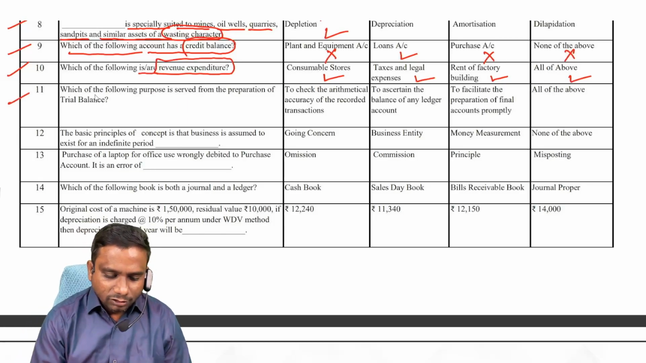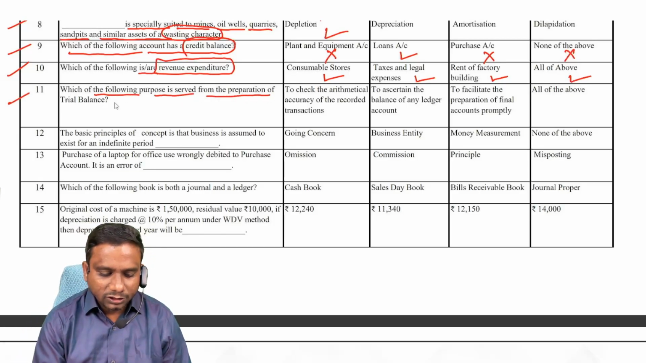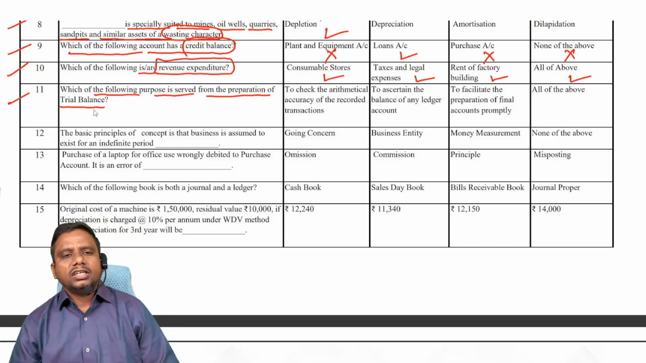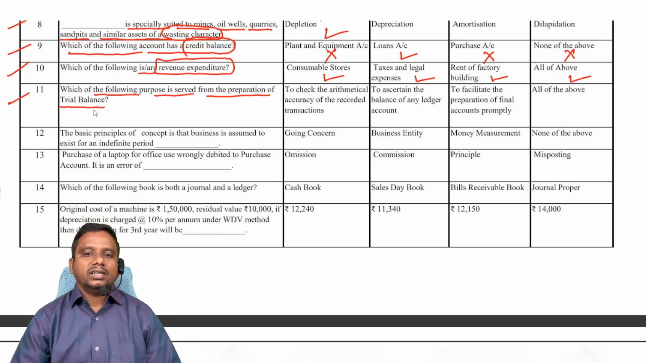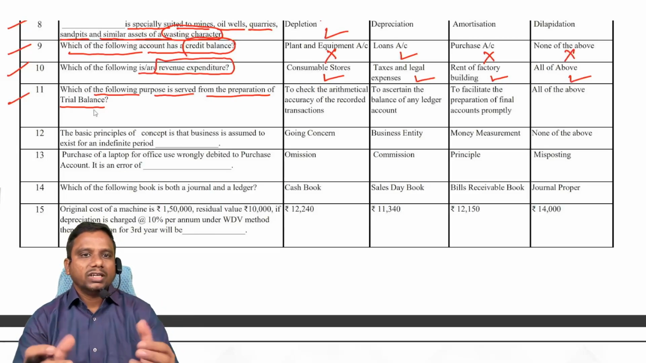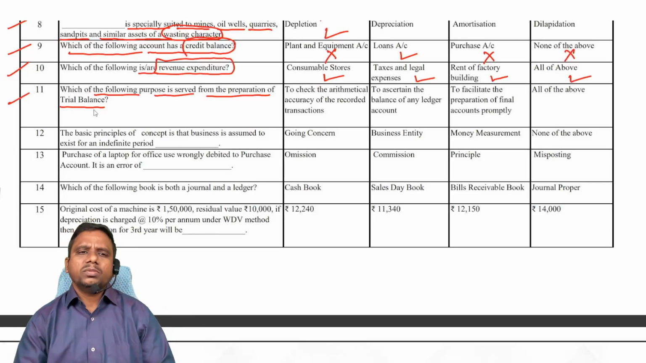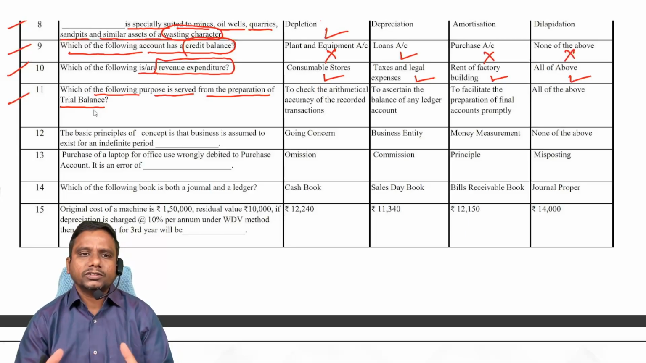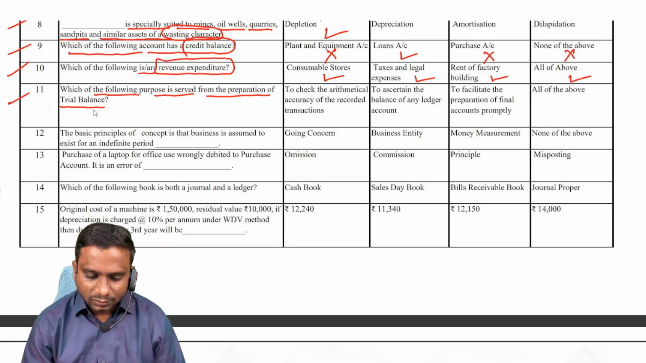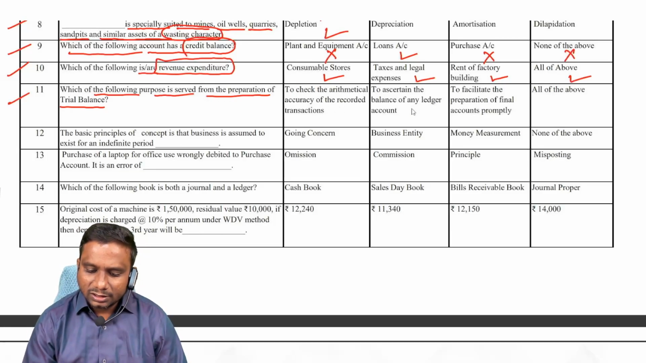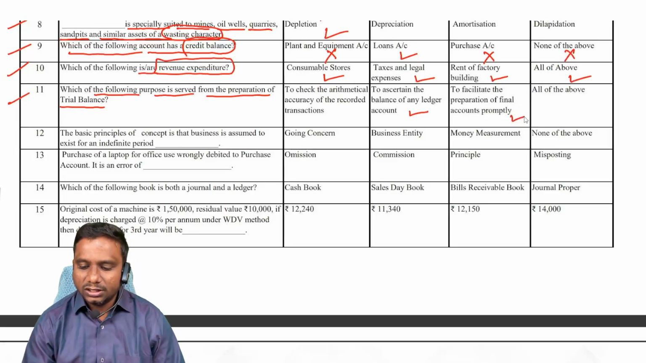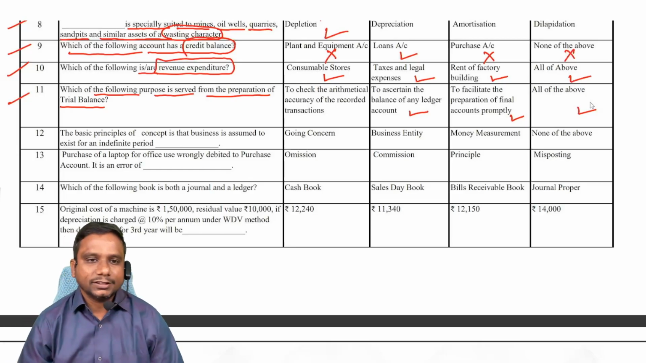Next, 11th one. Which of the following purposes is served by the preparation of a trial balance? Generally, a trial balance is prepared to check the arithmetical accuracy, whether all debit account balances are equal to credit account balances. The trial balance also helps us in the preparation of financial statements. Read one by one. To check the arithmetical accuracy of the transactions? Yes. To ascertain the balance of any ledger account? Yes. To facilitate the preparation of final accounts promptly? Yes. All of the above, so that option is correct.